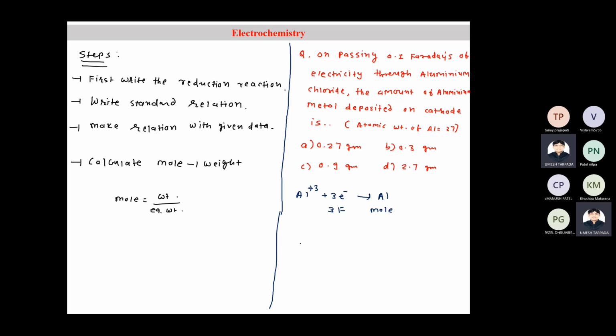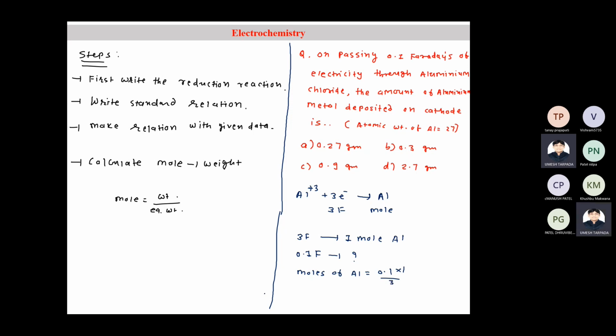So the standard relationship, second step: 3 Faraday equal to 1 mole, that is the standard relation. Make a relationship with given data. It's simple, 3 Faraday gives 1 mole of aluminum. To make a triangle, 0.1 Faraday gives you how much? So calculate moles of aluminum is equal to 0.1 into 1 divided by 3.